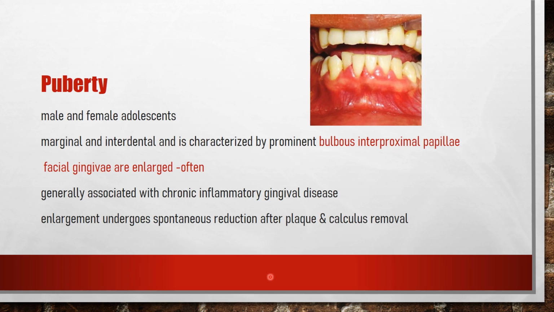The facial gingiva are often enlarged. It is generally associated with a chronic inflammatory gingival disease. The enlargement undergoes spontaneous reduction after plaque and calculus removal. So this is mainly associated with puberty associated gingival enlargement. You can see in the diagram the bulbous interproximal papilla.